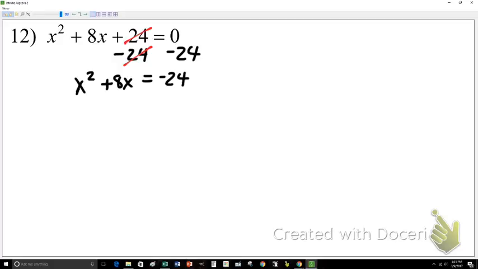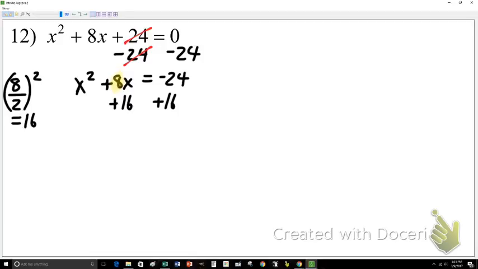Then what we're going to have to do in order to get these x's that we have on the left side together, we're going to have to go ahead and complete the square and then factor that side. So to complete the square on the left hand side, we take half of the number that's in front of our variable, 8, and we square that. Okay? Half of 8 is 4, squaring that we get 16, so that equals 16. We're going to go ahead and add 16 to both sides of the equation.